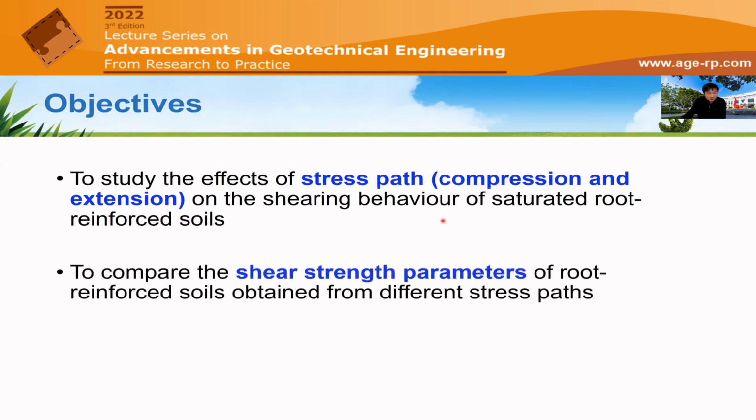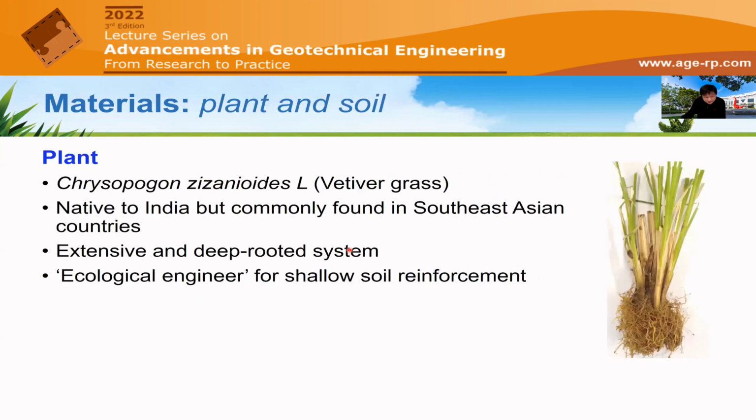Another objective is to compare the shear strength parameters obtained from different stress paths to investigate whether different orientations of the major principal stress with respect to the orientation of the root direction could play a role in the root reinforcement. So moving to the materials, we have been using vetiver grass.